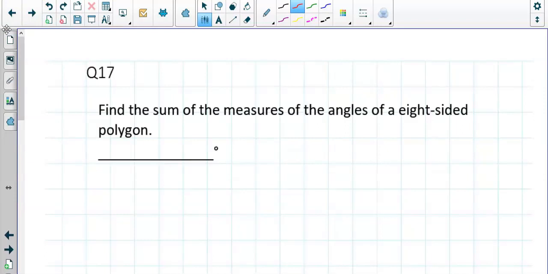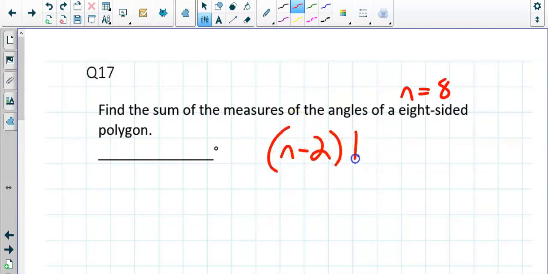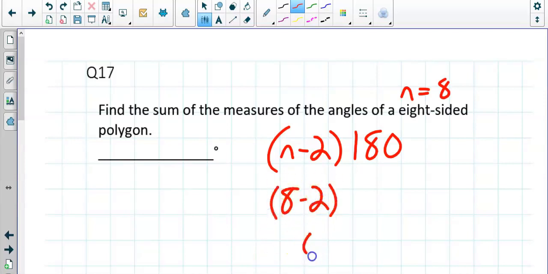17, find the sum of the measures of angles of an 8-sided polygon. So right here it's telling you that n is 8. And remember, I had you guys discover this formula in class, which is the sum of all the measures of a polygon is n minus 2 times 180, because it's made up of all the triangles that make up the polygon. And inside an 8-sided polygon, an octagon, there are 6 triangles. Okay? Which explains the n minus 2, because 8 minus 2 is 6.